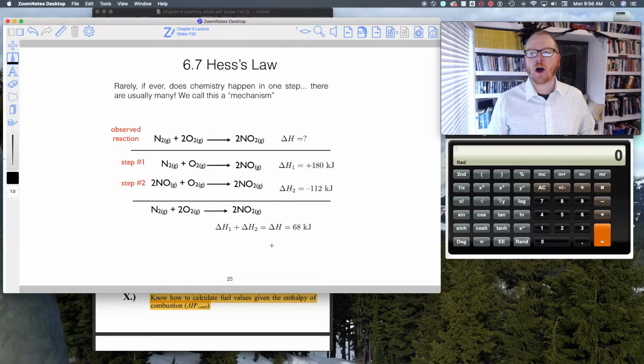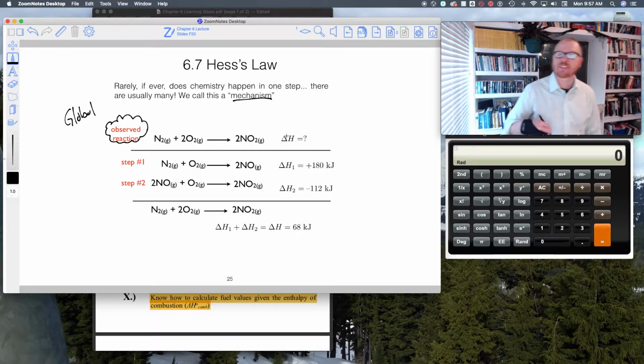So in Hess's law, I don't have a formal definition of Hess's law here, but basically what Hess's law is saying is in chemistry, there are often multiple steps in a reaction. So up to now, we've only ever showed you one step, which would be the observed reaction, or sometimes I call that the global reaction, the main reaction. In chemistry, there's almost always what we call a mechanism. So in other words, chemistry occurs in steps.